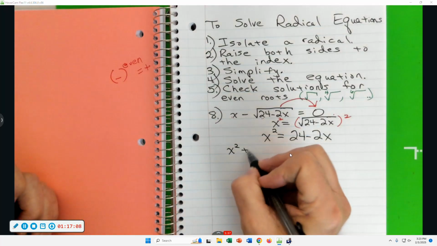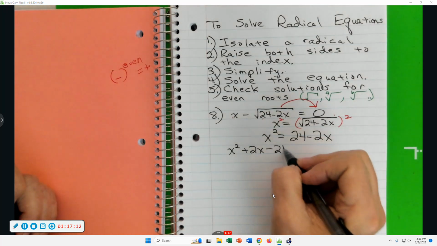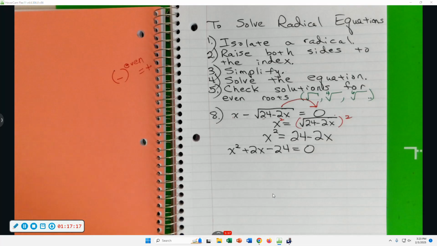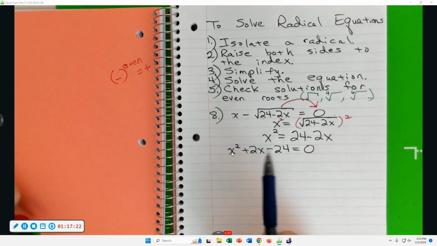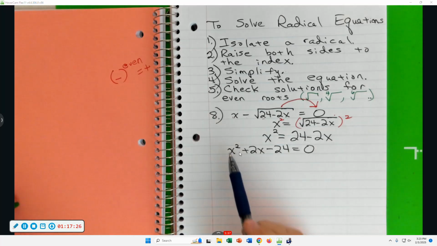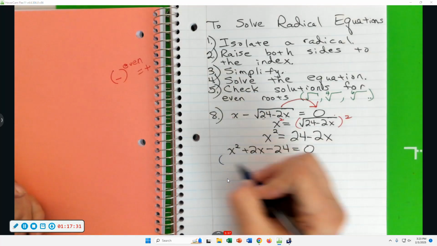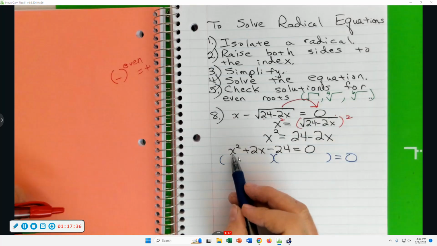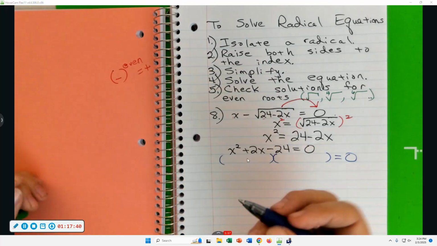Plus 2x, minus 24, equals 0. It's a simple trinomial, x squared. Now remember, a simple trinomial is one where the leading coefficient is just 1. It's simple to factor in that case. You don't have to worry about different pairs for the first term. What times what gives you x squared? X times x.